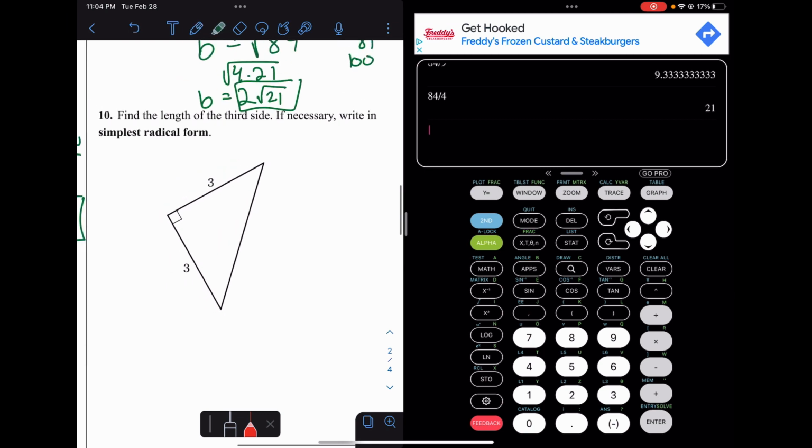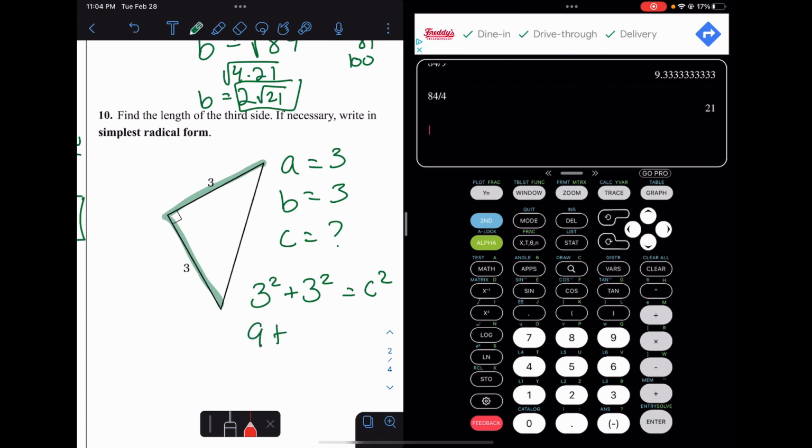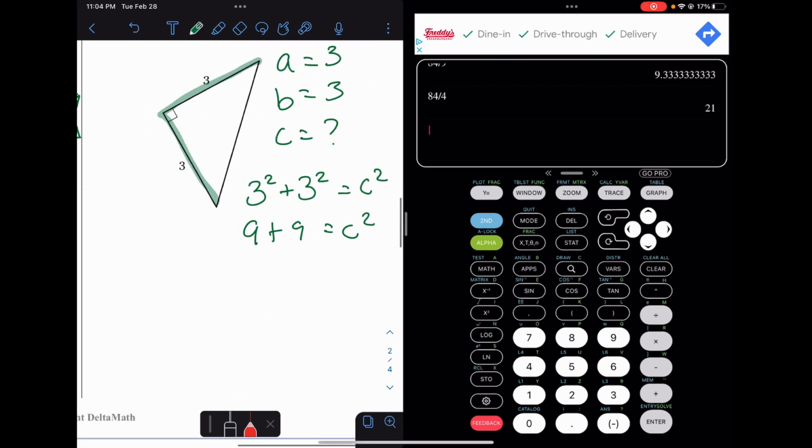So here they gave me both my legs, so those will be my A and B. So we're going to say A equals, B equals, and C equals. C is the part we're looking for. A is 3, B is 3. So we're going to say 3 squared plus 3 squared equals C squared. So we get 9 plus 9, which gives us 18.